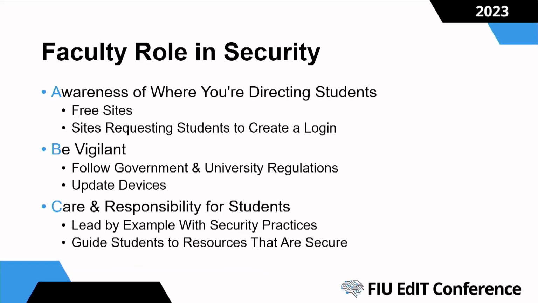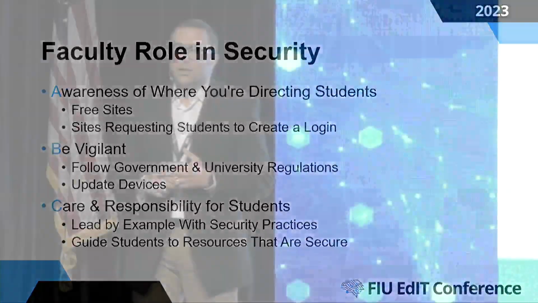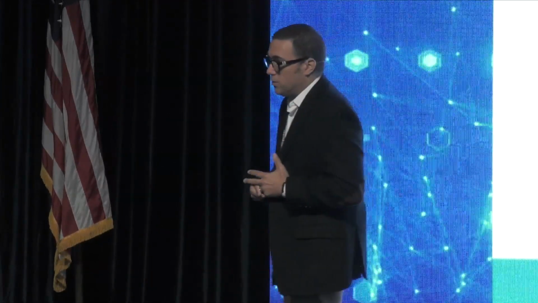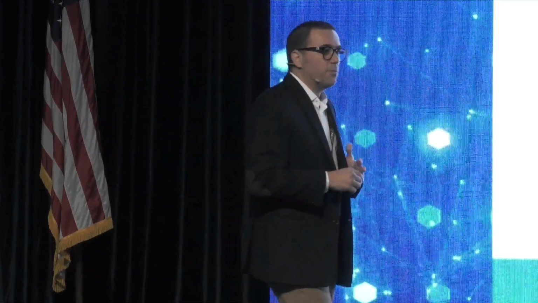And the last one is care and responsibility for the students. This is the C from the ABC. Basically, lead by example. Make sure that your students see that you're concerned for where the data goes. Speak to your students about your concerns, right? Mention to them the importance of the privacy of their data and the privacy of your own data. So lead by example and guide students to resources that you know are secure. And Matt later is going to talk a little bit about that.